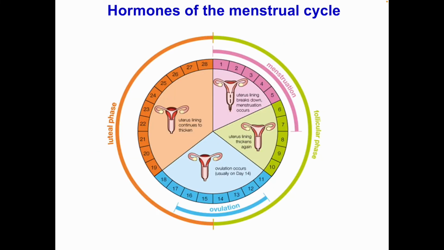This diagram shows the menstrual cycle divided up into its phases. So we have the follicular phase from roughly day 1 to day 14, where ovulation takes place, and then the luteal phase from around day 15 to day 28. Menstruation can last anything from about 3 to 7 days. It really depends on the individual.